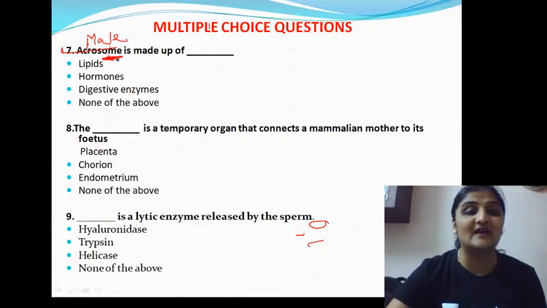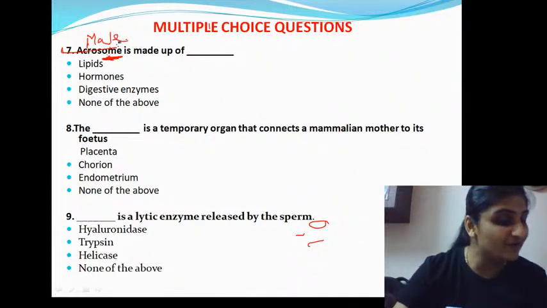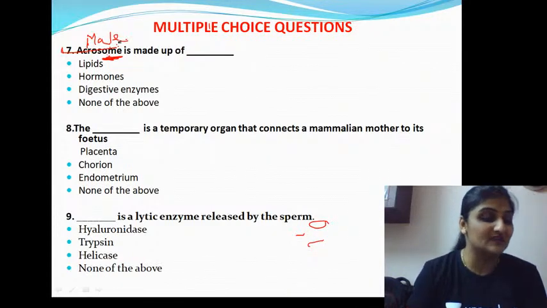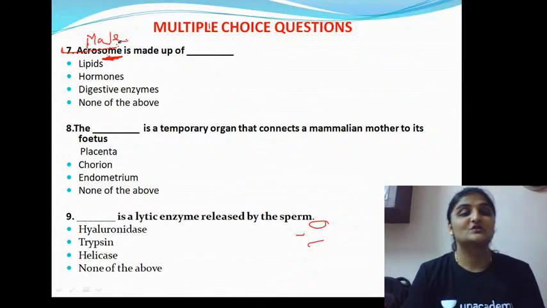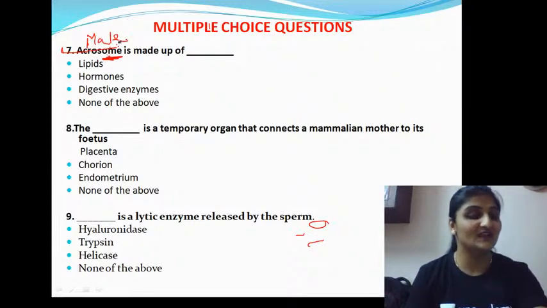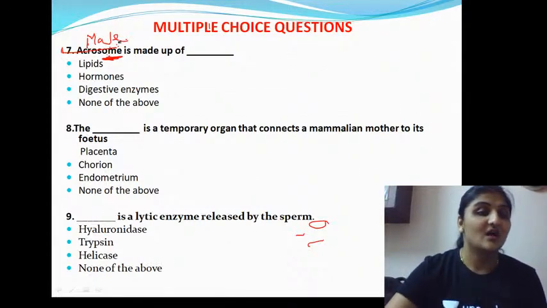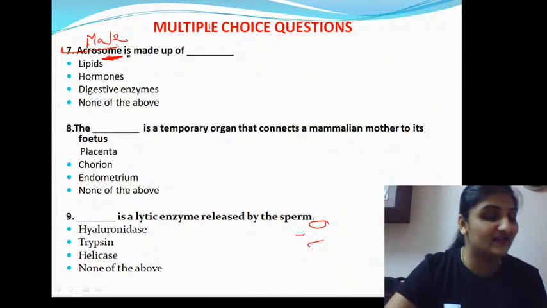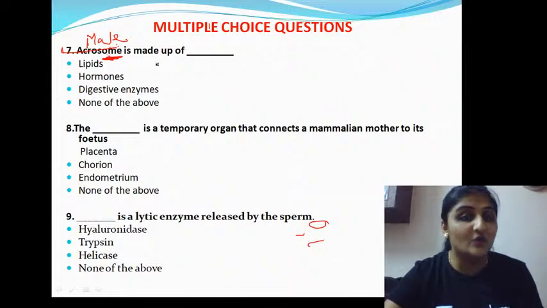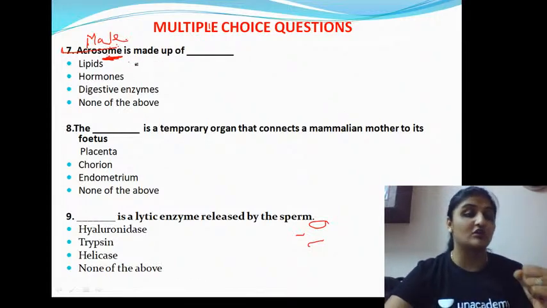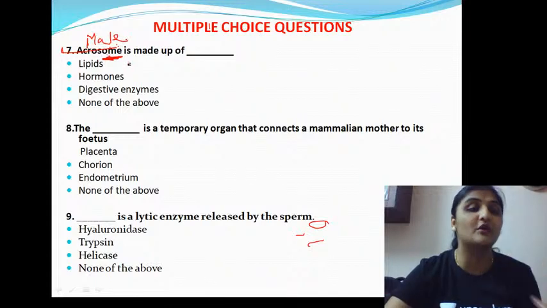What is the job of the acrosome in the male? I'm waiting for all the learners to answer me. So acrosome is made up of what things, students? Yes, it is the head part of the sperm, correct. But what is the right answer? What does it contain, what is it made up of? It is present in the head region, correct. But now the question is, it is made up of what? What is the important constituent present in the acrosome, students?